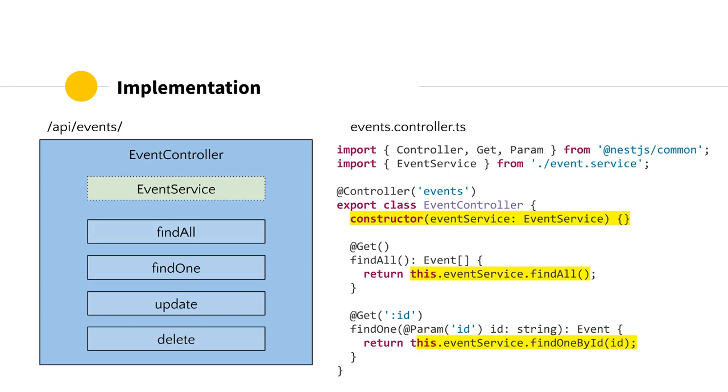In these functions, we're using our event service. This service is injected via dependency injection, so we only have to request an instance of it. This is done in the constructor with the type parameter. So let's take a look at what's going on in our event service.